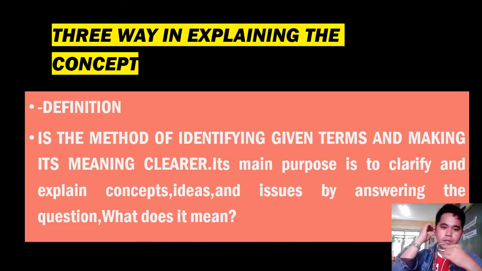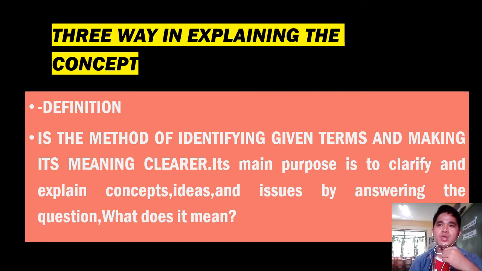Okay. So these are the three ways of explaining a concept. First is a definition. So first, a definition is the method of identifying given terms and making its meaning clearer. So from the word definition, you're going to define the terms. You have to define the words that are given.